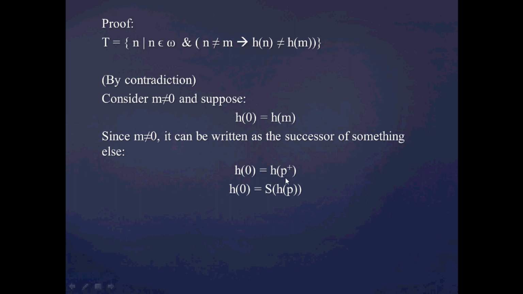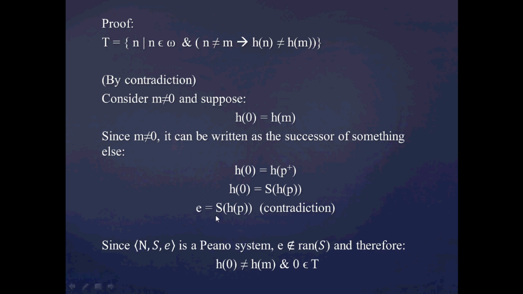And now from the recursion theorem, I know h of p plus is equal to s of h of p. And I also know that h of 0 is equal to e. And notice here we've reached a contradiction, because now we've said that s of some input is equal to e, which implies that e is in the range of s. But we know that NSE is a Peano system. That was one of the assumptions of the theorem. And then we must have the statement that e is not in the range of s. So we've reached a contradiction there.